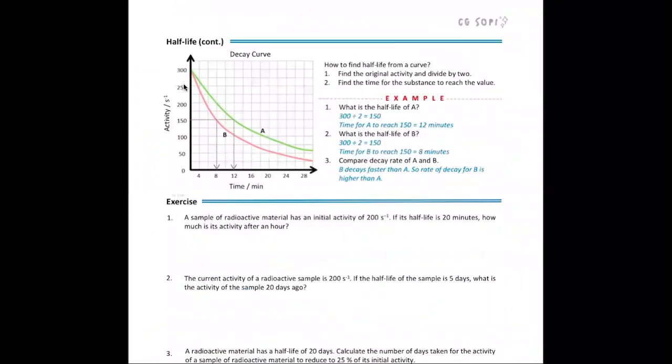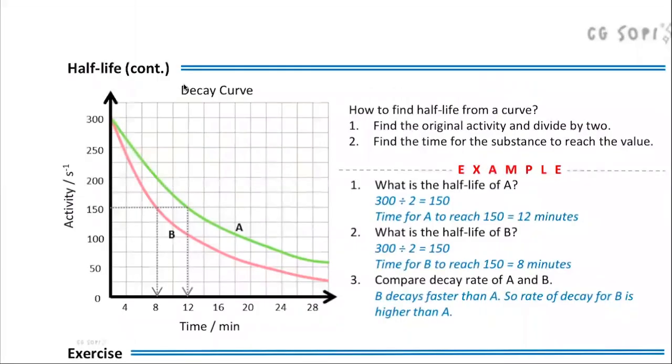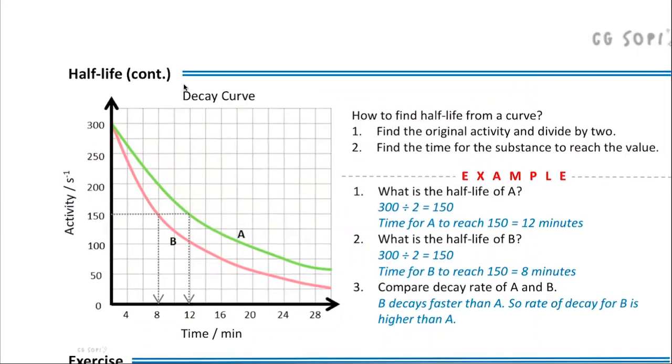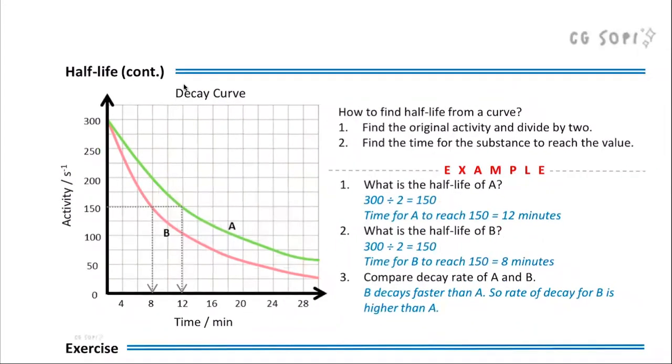Okay, next one. Okay, ini by using decay curve. This is by using a decay curve. And actually this is quite easier juga. How to find half-life from a curve. So we look at the initial activity from the curve dulu. The initial activity is 300. So half of 300 is 150.